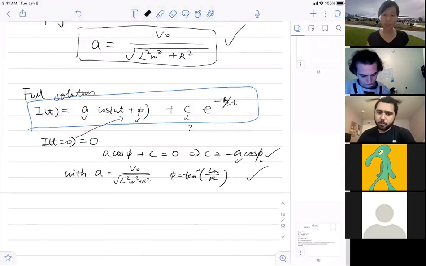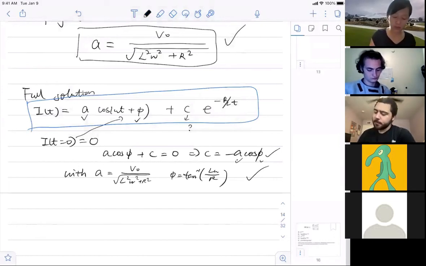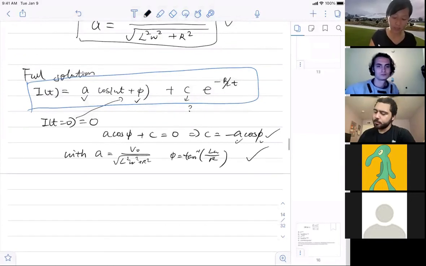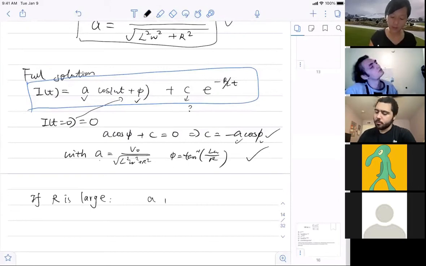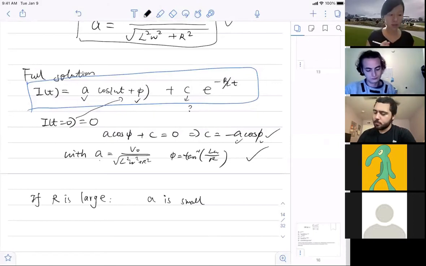So let's see if this makes sense, right? When we get a result, we want to look at limiting cases to see if we have made any mistake in our derivation. If my resistance R is very large, what would that make A? A is very small, right? Because R is in the denominator. Well, that makes sense, because big resistors will limit your current. And if A is small, your current is small. So that makes sense.